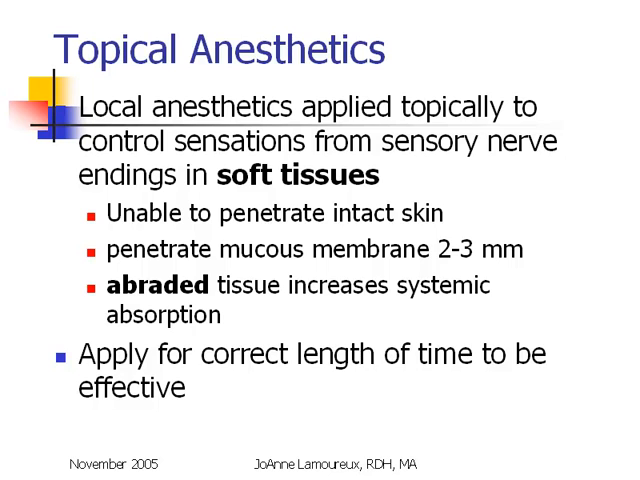Local anesthetics, when we apply them topically, are used to control sensations from sensory nerve endings that we find in our soft tissues. It's important that you understand that most of the topical anesthetics that we use are not able to penetrate intact skin, but they can penetrate mucous membranes of our mouth for a degree of about 2 to 3 millimeters, and they can penetrate any area where there is abraded tissue. But if we apply them to abraded tissue, that's going to increase their systemic absorption.